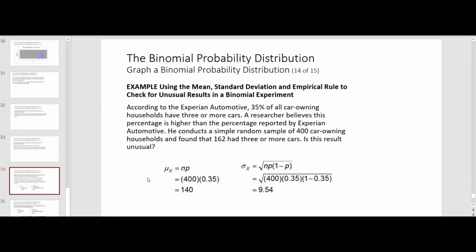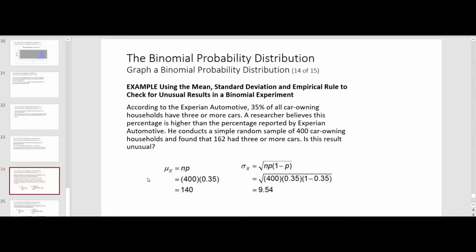Let's look at this example. According to Experian Automotive, 35% of all car-owning households have 3 or more cars. A researcher believes that this percentage is higher than the percentage reported by Experian Automotive. He conducts a simple random sample of 400 car-owning households and found that 162 had 3 or more cars.